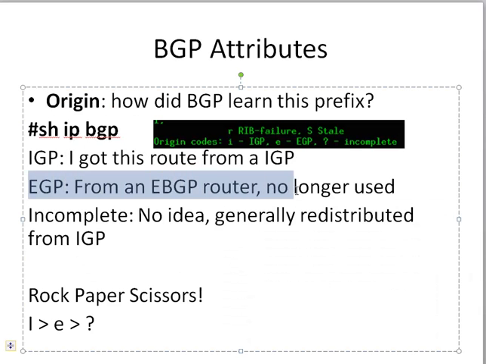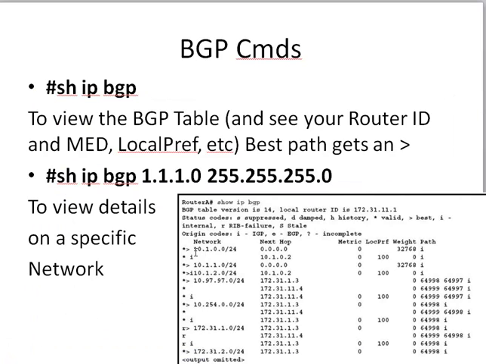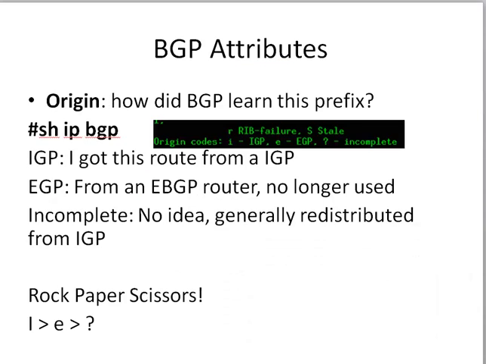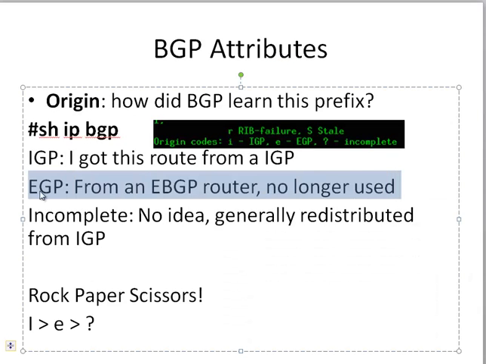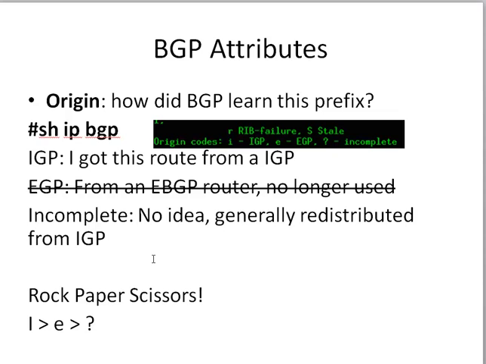EGP is no longer used. As you can see from this output here, I don't see anything that says E, which is what I'd see if I learned a route from the EGP protocol, which we're not even using anymore. So you should probably never see that being used.